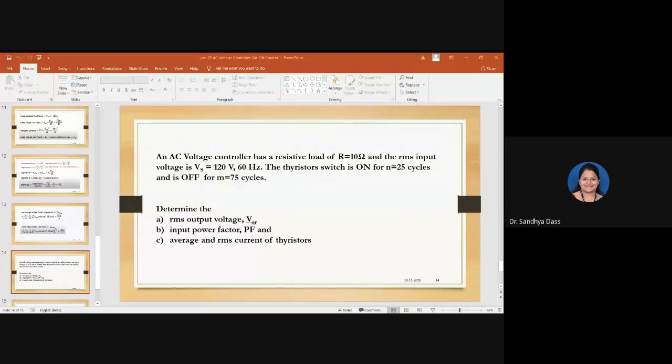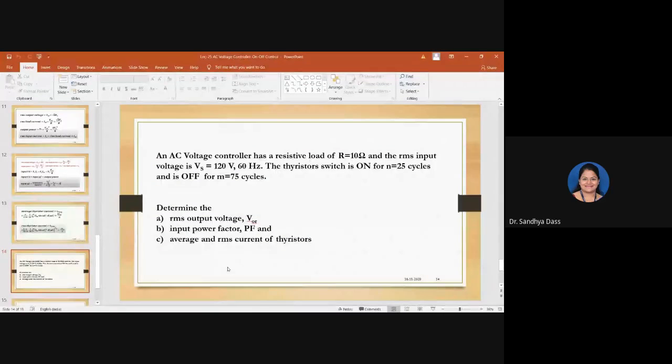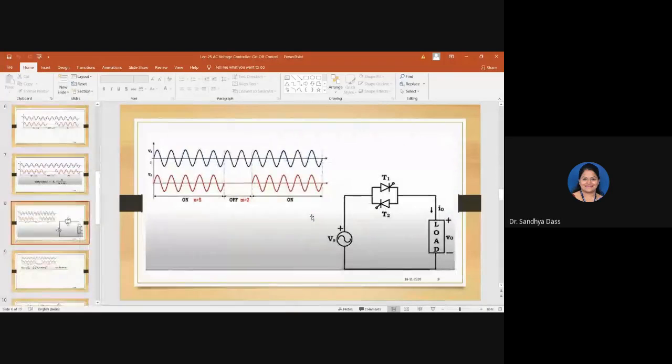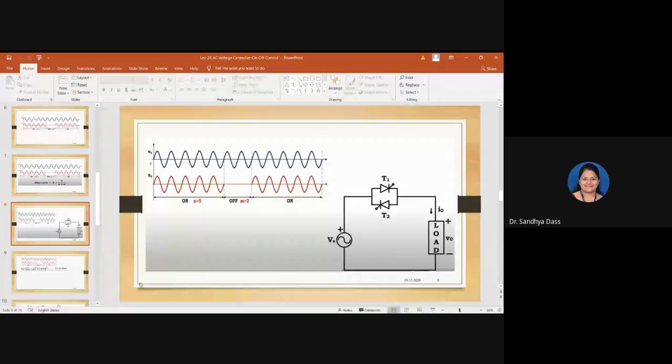So that is about the AC voltage controller with the on-off method, which is also called integral cycle control. Just go through it, and if you have any clarification at any point, or want me to repeat any point, we can do that. We still have 10 minutes left.